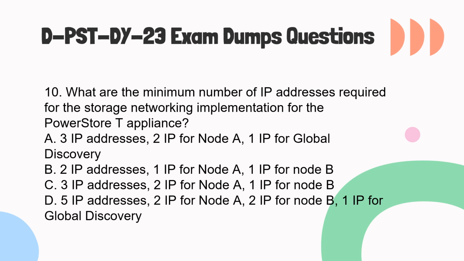10. What are the minimum number of IP addresses required for the storage networking implementation for the PowerStore T appliance? A. 3 IP addresses, 2 IP for Node A, 1 IP for global discovery. B. 2 IP addresses, 1 IP for Node A, 1 IP for Node B. C. 3 IP addresses, 2 IP for Node A, 1 IP for Node B. D. 5 IP addresses, 2 IP for Node A, 2 IP for Node B, 1 IP for global discovery.